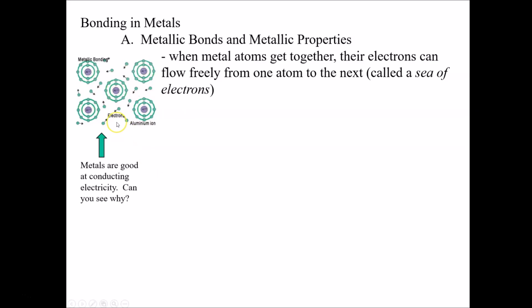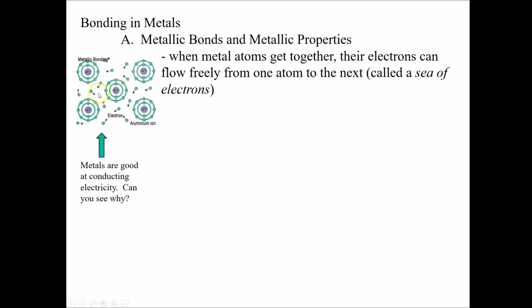That also kind of gives us some clues as to why metals act the way they do. Why are metals good at conducting electricity? Well, look, it's got all these free-flowing electrons already. So it would be really easy to have electrons just kind of flow right through the metal. And that's what electricity is all about.